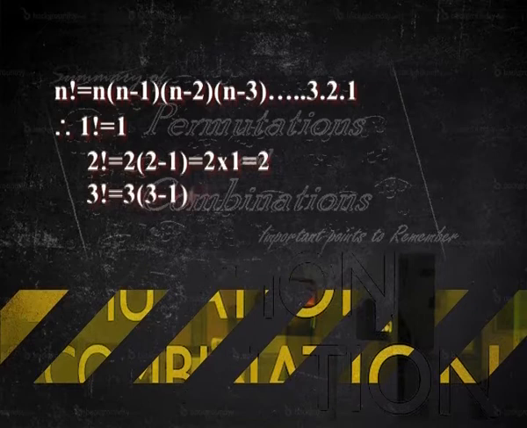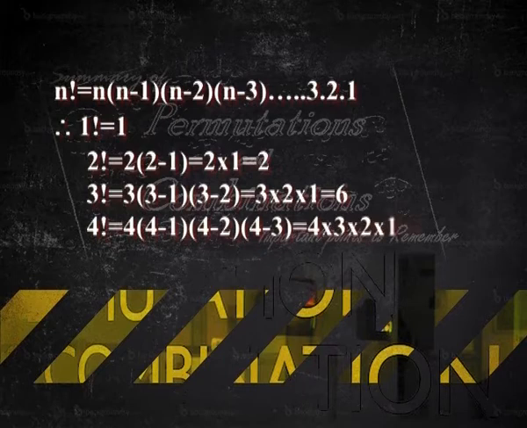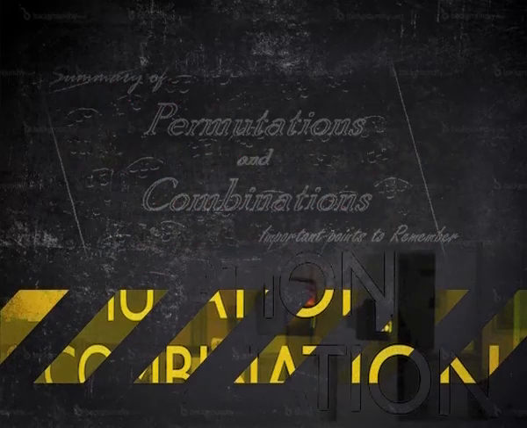2 factorial will be equal to 2 into 2 minus 1, that is 2 into 1, that is equal to 2. 3 factorial will be 3 into 3 minus 1 into 3 minus 2, that is equal to 3 into 2 into 1, that is 6. 4 factorial will be 4 into 4 minus 1, 4 minus 2, 4 minus 3, that is equal to 4 into 3 into 2 into 1, that is equal to 24, and so on.